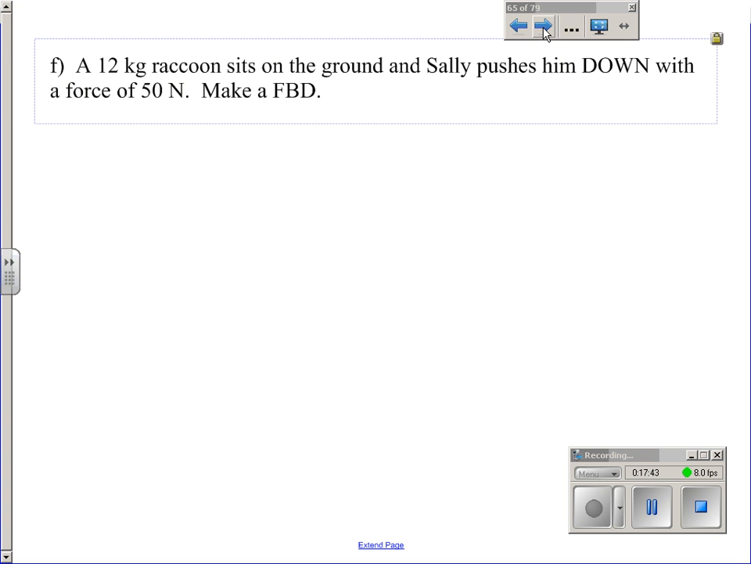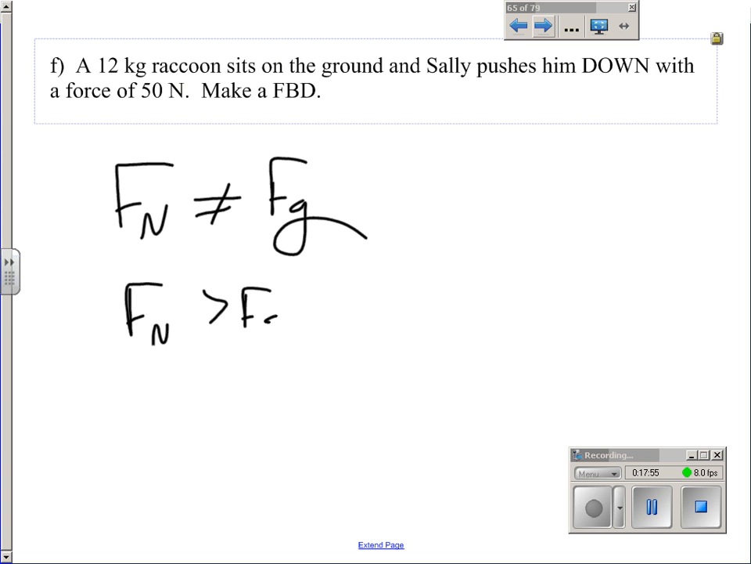Your normal force, here's the big thing I want to caution you on. Your normal force does not necessarily have to equal your force of gravity. In this example, your normal force actually turns out to be bigger than your force of gravity. So take a second, read this over, and see if you can figure out what the drawing looks like. I know I always say this, but we'll talk about it in class, and hopefully I'll remember.